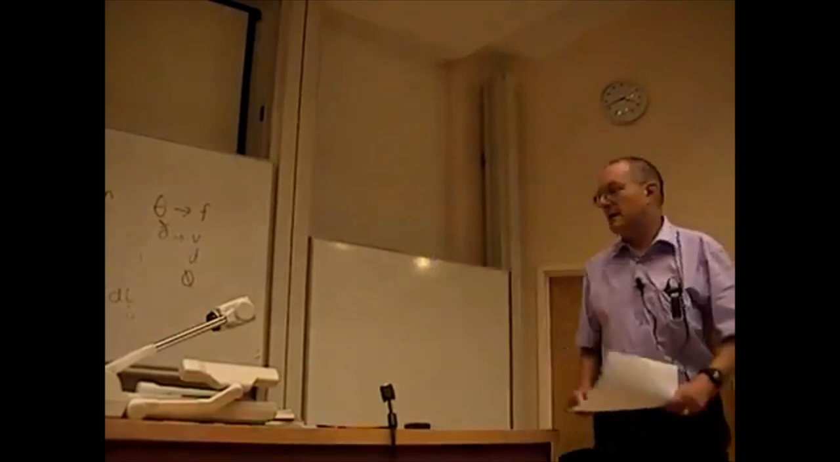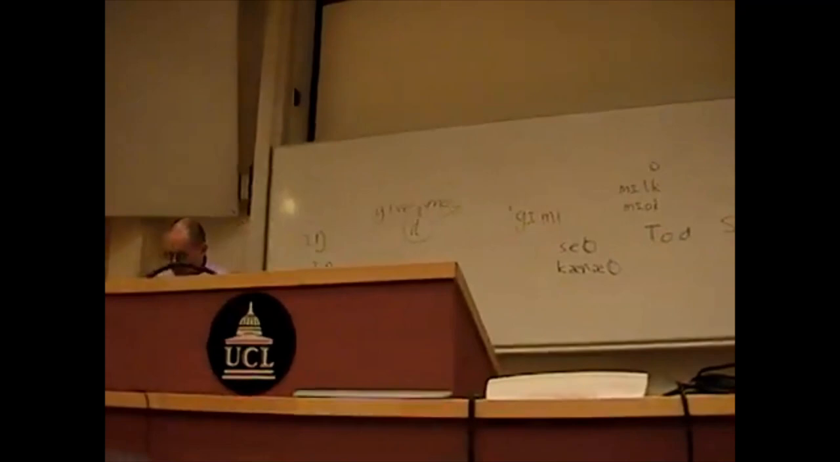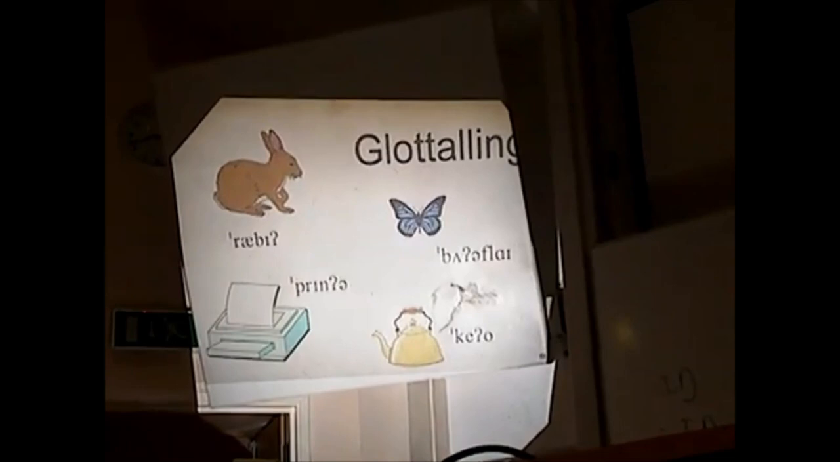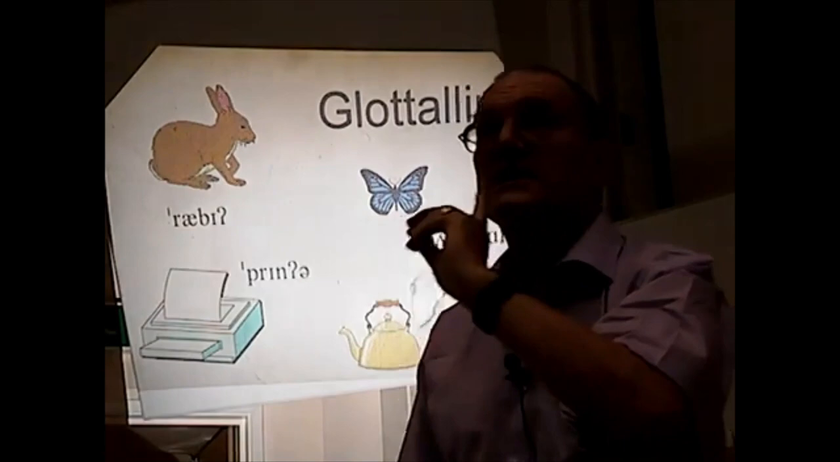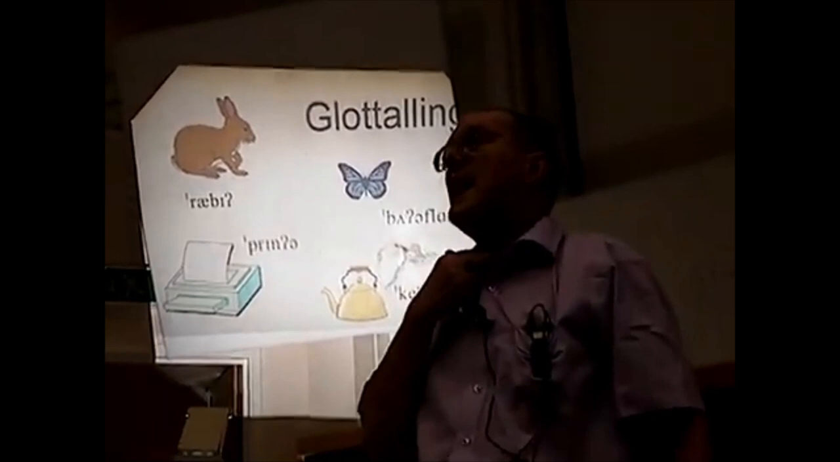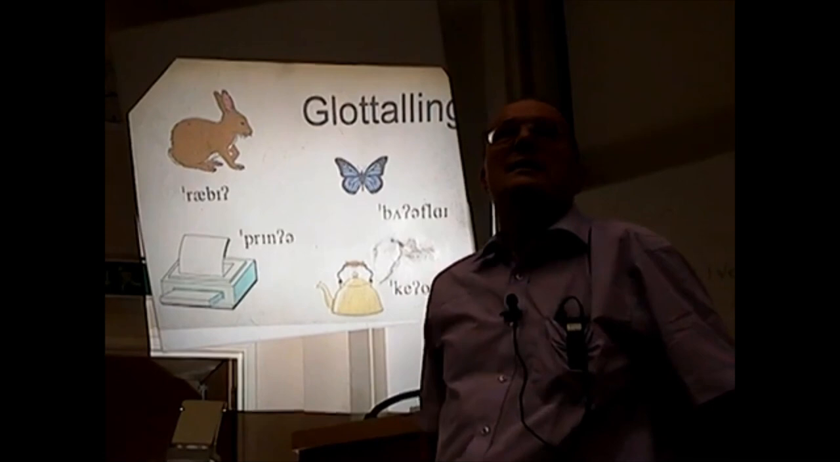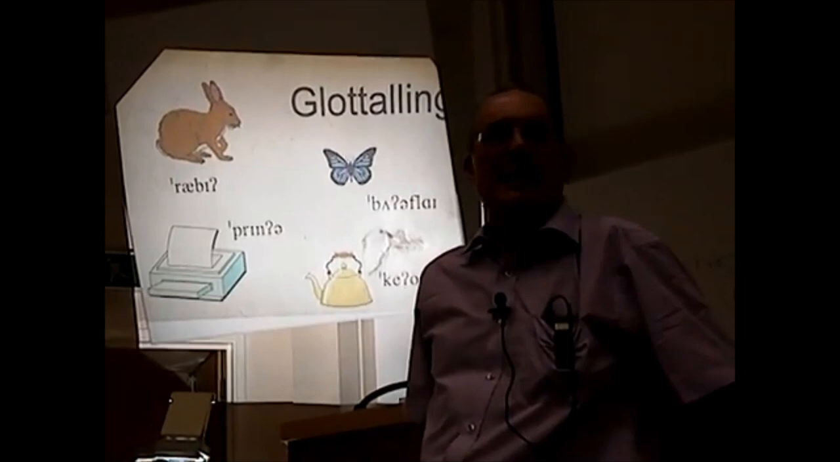T glottally. Glottal stops. In various parts of the word, ends of syllables particularly, T is undergoing a change so that instead of being made with the tongue tip on the alveolar ridge in the traditional way, it's made at the glottis. Up, up, up. That's called a glottal stop. And this means instead of saying rabbit, you can say rabbit with a glottal stop.